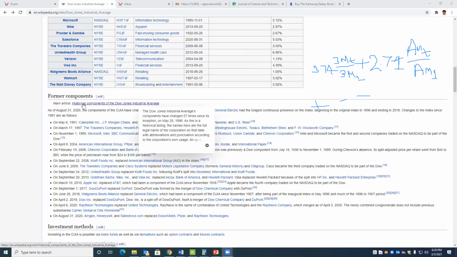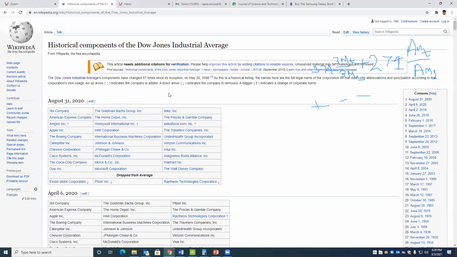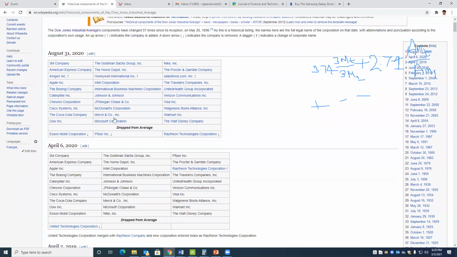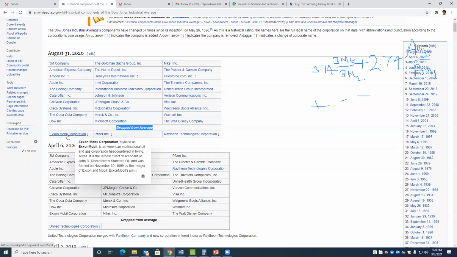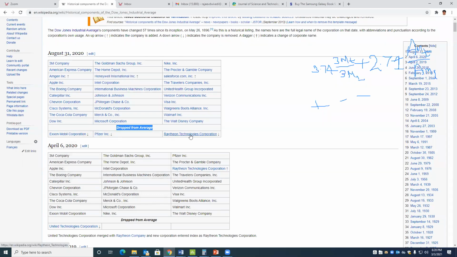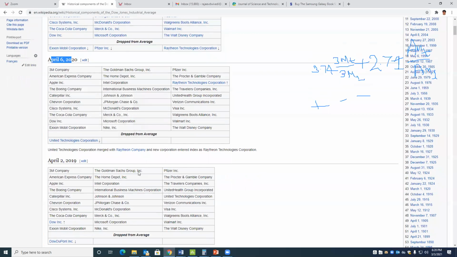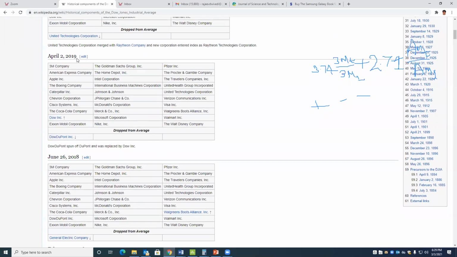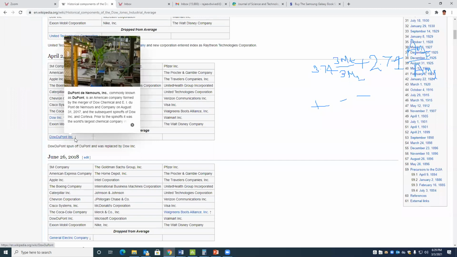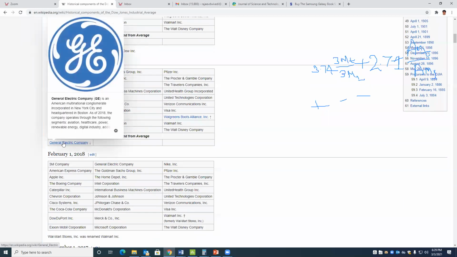Now look into the historical components. On August 31st, 2020, these were the companies dropped from the average. Exxon Mobil was dropped, Pfizer was dropped, and this is also dropped. So these are three. On April 6, United Technologies Corporation was dropped. Dow DuPont was dropped. GE was dropped.